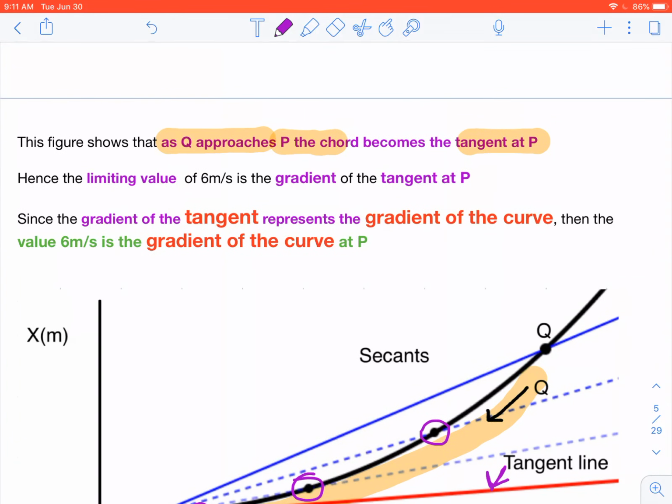And that's important. Hence, we got that the limiting value of 6 meters per second is the gradient of the tangent at P. And then since the gradient of the tangent represents the gradient of the curve, then the 6 meters per second is actually the gradient of the curve at point P, which means we are getting the instantaneous velocity at point P.